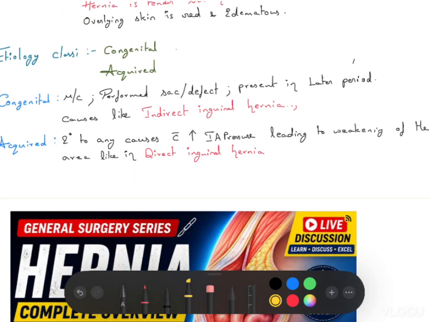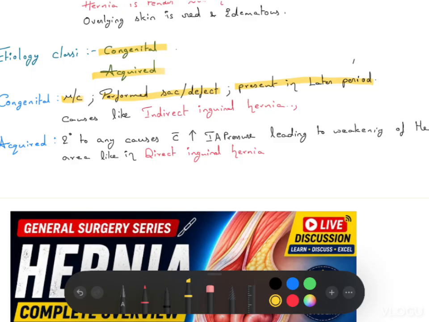Now we can see the etiology, meaning the causes of hernia. We have two different types of causes: congenital and acquired. In congenital, it is because of a patent processus vaginalis, which is the most common cause of indirect hernia. It is a preformed sac defect, present from birth and presenting later, and it causes indirect inguinal hernia. Next, acquired causes are secondary to other causes, such as increased abdominal pressure leading to weakening of the area, like a direct inguinal hernia.